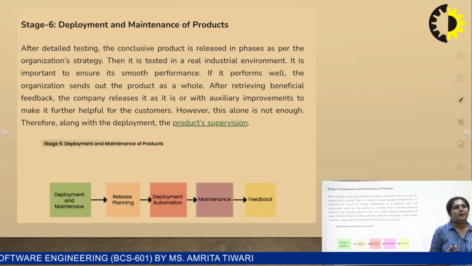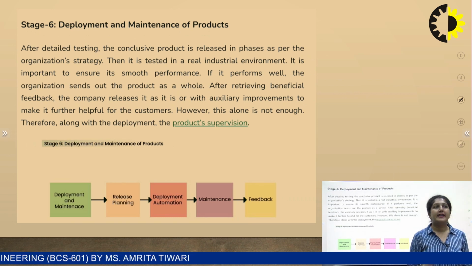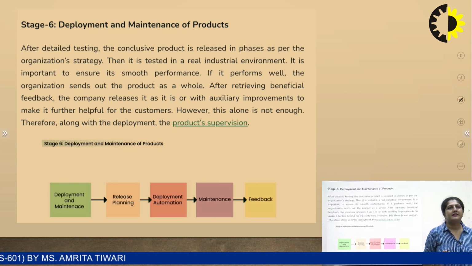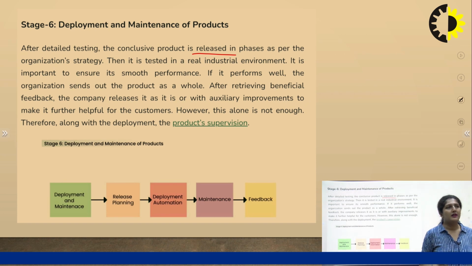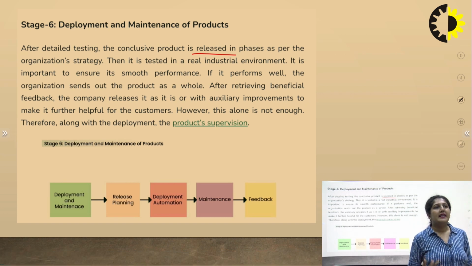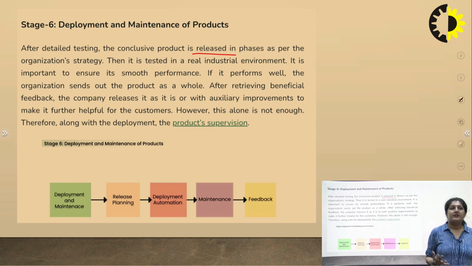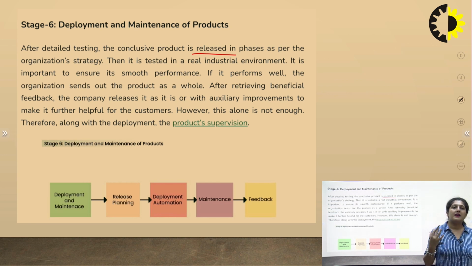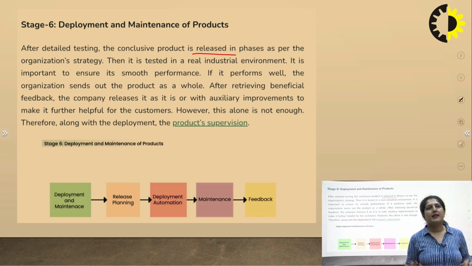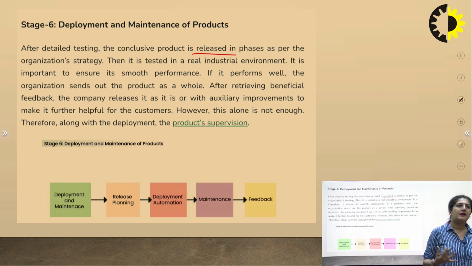The last step is the deployment and maintenance phase. After detailed testing, the conclusive product is released in this phase, as per the organization's strategy. Then it is tested in the real industrial environment to ensure that it performs smoothly. If it performs well, the organization releases the product as a whole. After retrieving beneficial feedback, the company releases auxiliary improvements to make it further helpful for the customer.